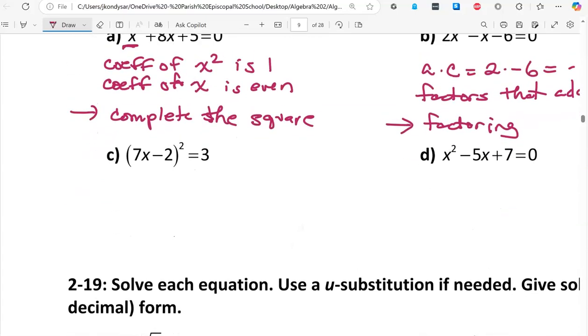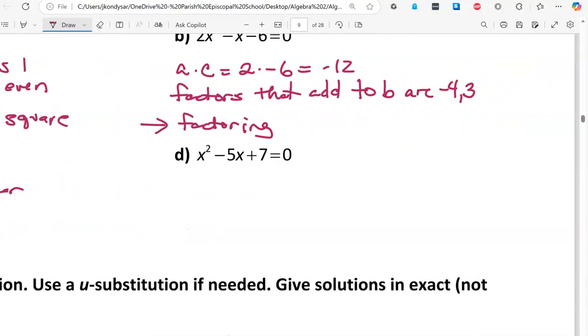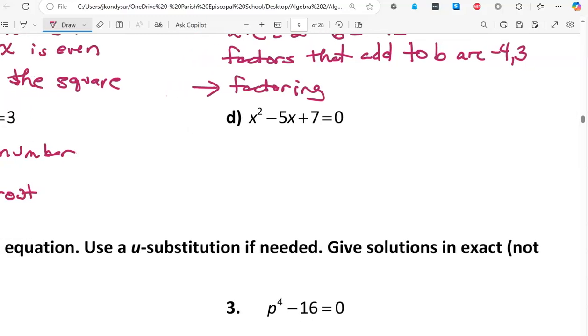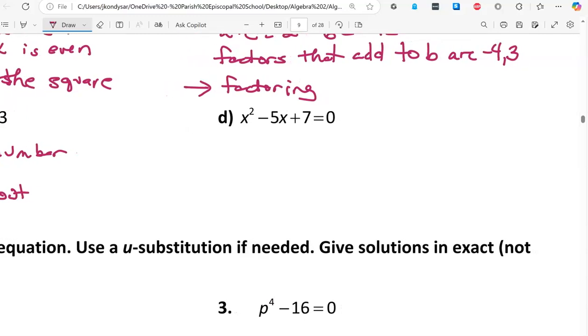In C, we have an equation in the form something squared equals a number. And so we're going to solve by taking the square root of both sides. In D, we have something where A is equal to 1 and B is not even. It's not factorable, and it's not in the form something squared equals a number. So for those reasons, we exhausted all other possibilities, so we're going to use the quadratic formula to solve.